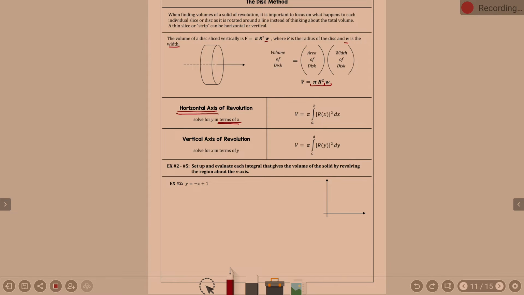If it's a vertical axis, which one's my vertical axis? That is my y-axis. So the difference is we're going to be in terms of y instead of x. Now also, as we talk about that, keep in mind, up here, a and b are going to be x's. What about down here? C and d are going to be y values, aren't they? So do pay attention to that. Okay?